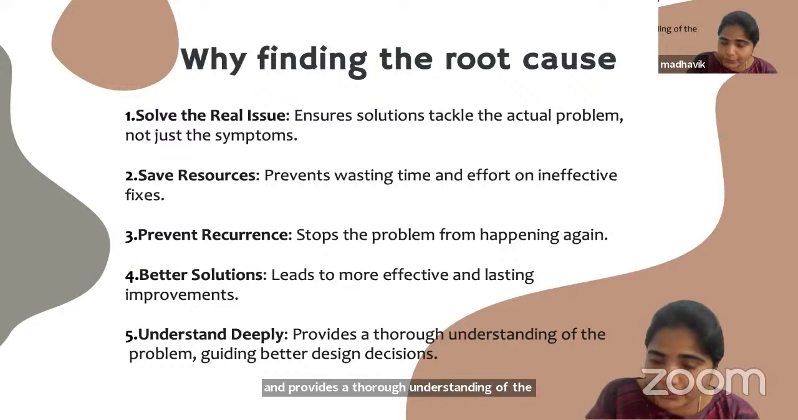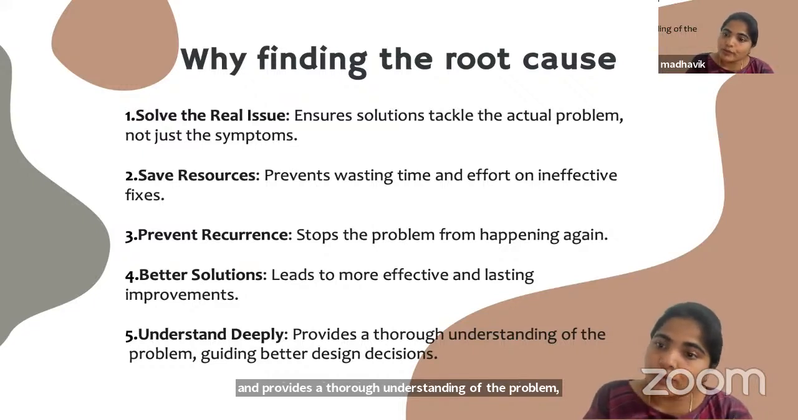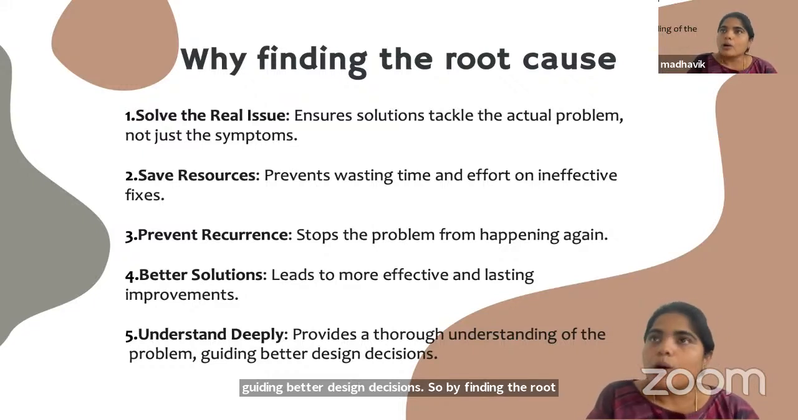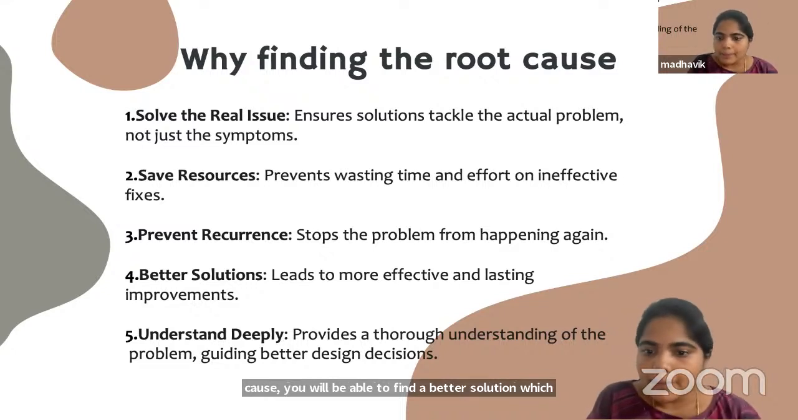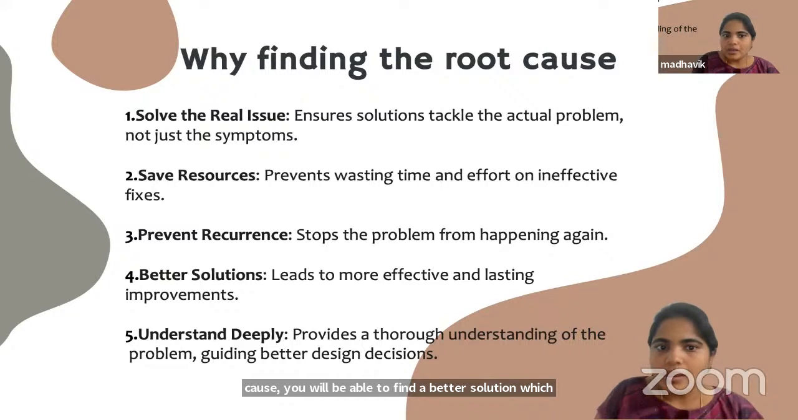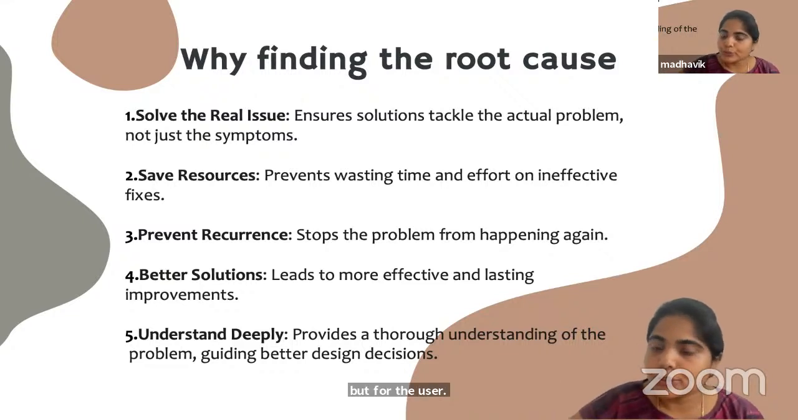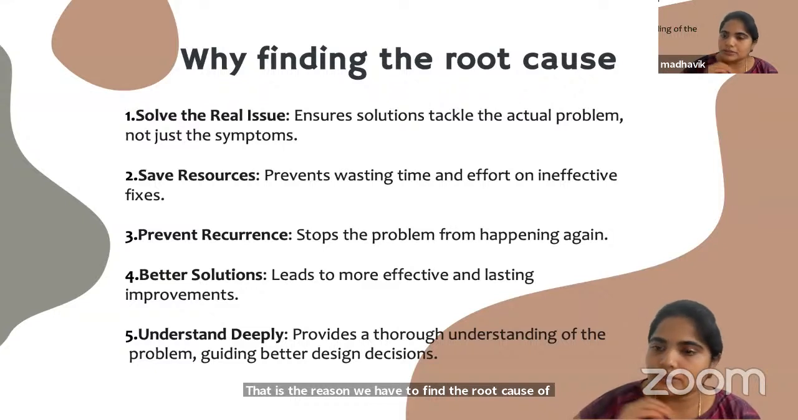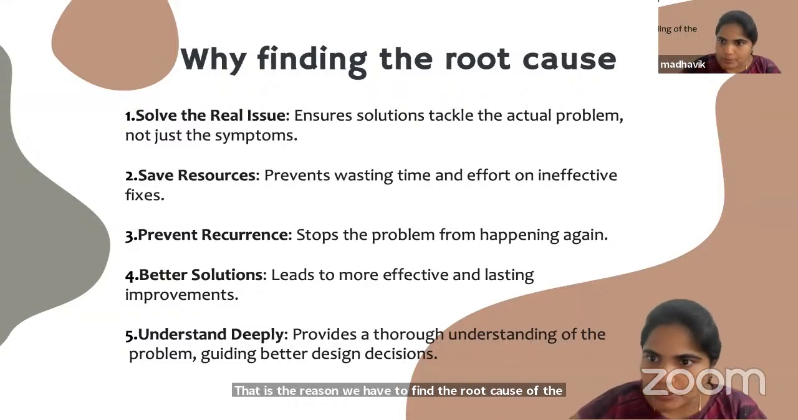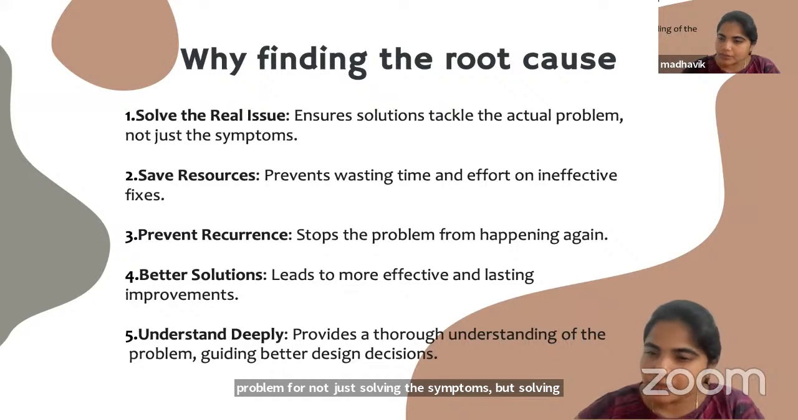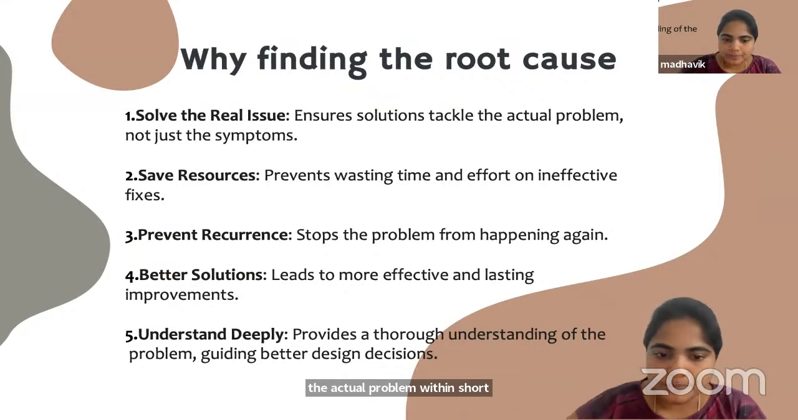So by finding the root cause, you will be able to find a better solution, which is effective and helpful for the user. That is the reason we have to find the root cause of the problem, not just solving the symptoms, but solving the actual problem within a short time, and with effective solutions.